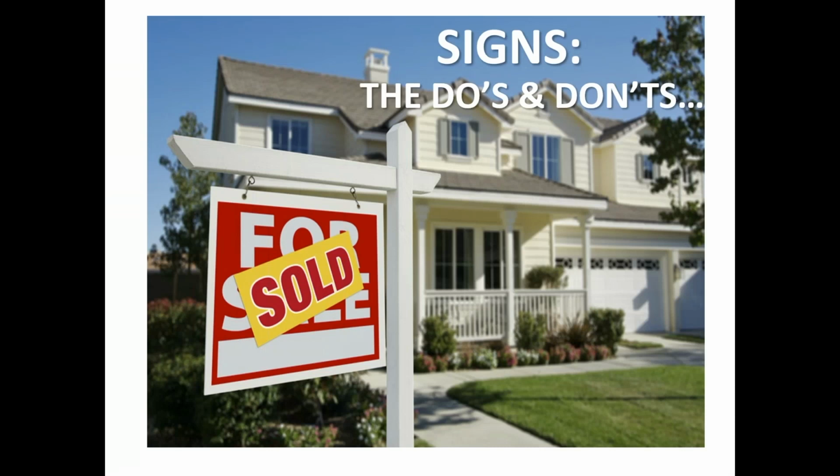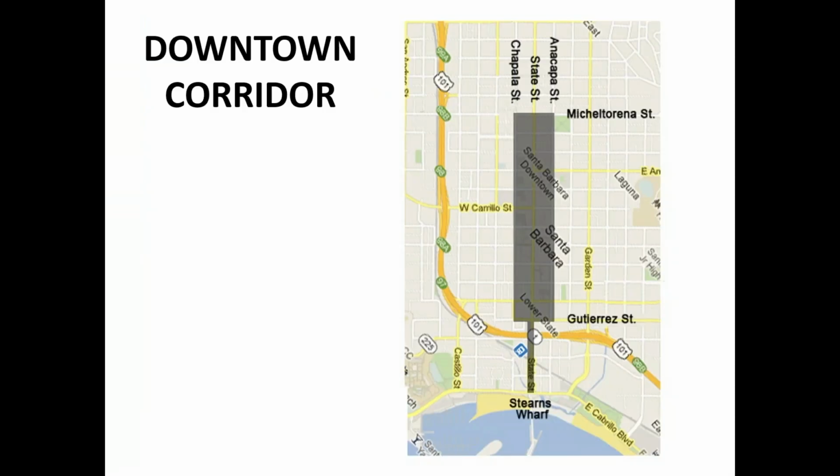Let's talk quickly about signs. There are some do's and don'ts about your signs. First off, for open house signs, there's a downtown corridor that runs from Chapala to Anacapa, from Mitchell Train to the next intersection right up here, basically down to the ocean. State Street all the way down, Anacapa and Santa Barbara Street only go to the freeway.